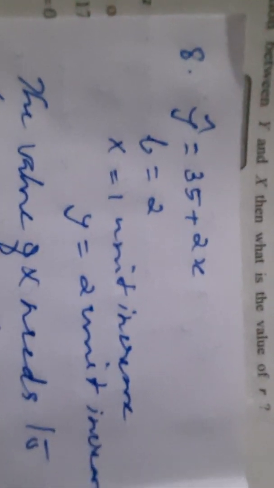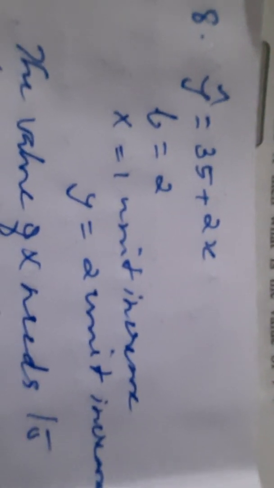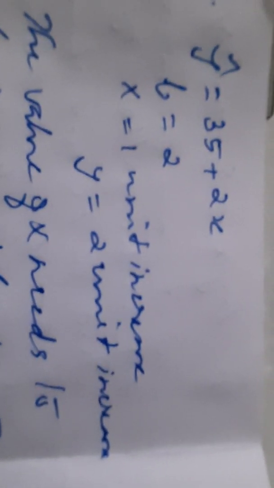Now we proceed to question number 8. For the regression line given in the previous question 7, if the value of y is to be increased by 10 units, how many units should be increased in the value of x? So here, we know y cap is equal to 35 plus 2x, b is 2, x equals 1 unit increase and y is equal to 2 unit increase. That is the meaning of b. When x increases by 1 unit, y increases by 2 units.